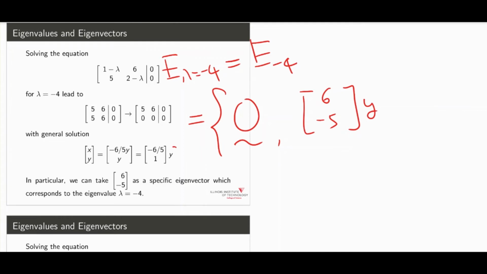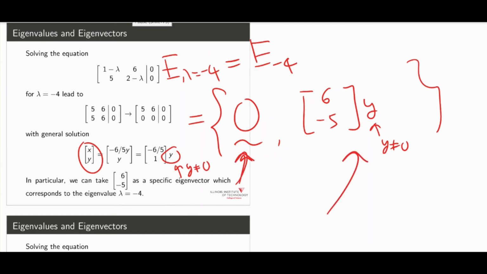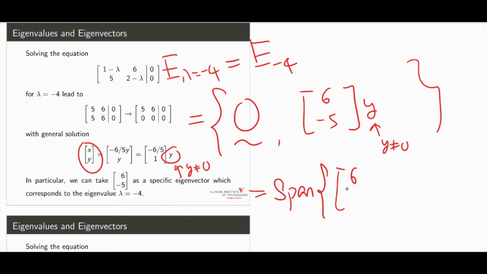The multiple here, this y, actually cannot be 0 because this is an eigenvector. An eigenvector cannot be 0, so this y is not supposed to be 0. But when y equals 0, I have that already, so that's fine. So it's basically a collection of vectors that looks like this, and actually, as you can see, this one right here is the span of 6, -5.